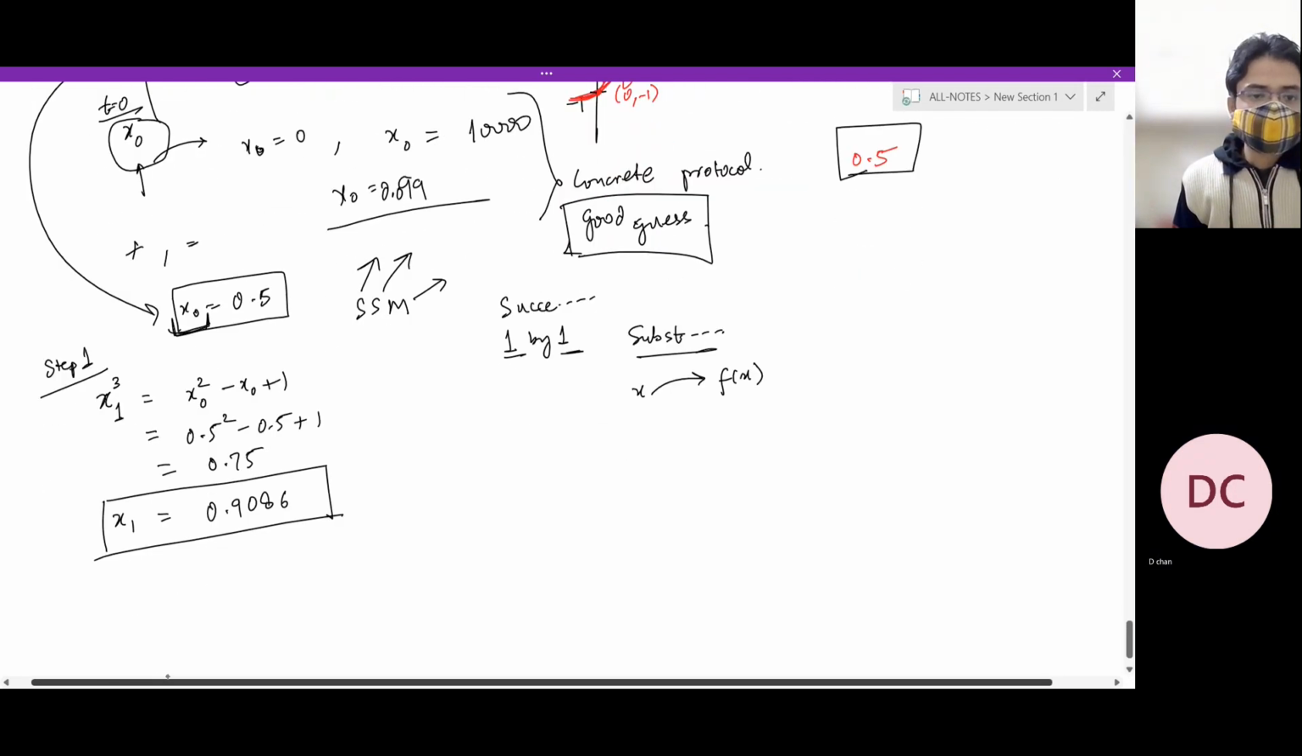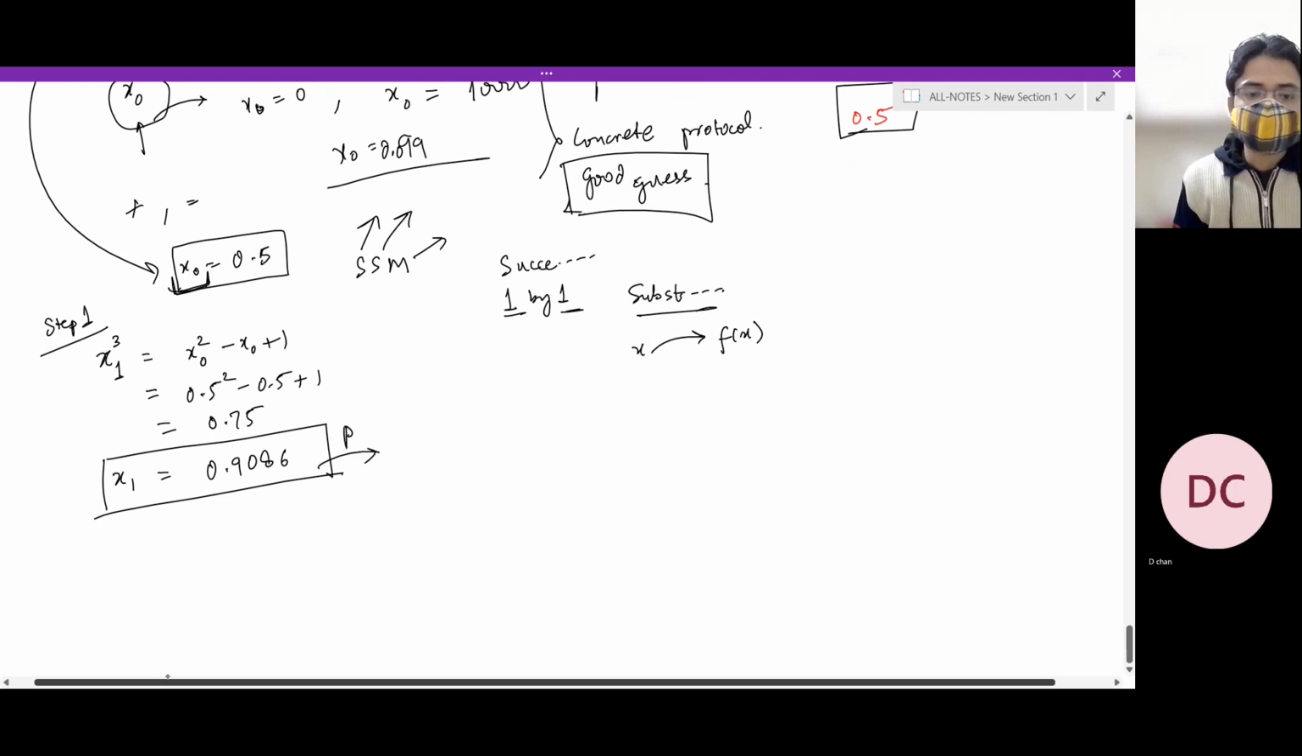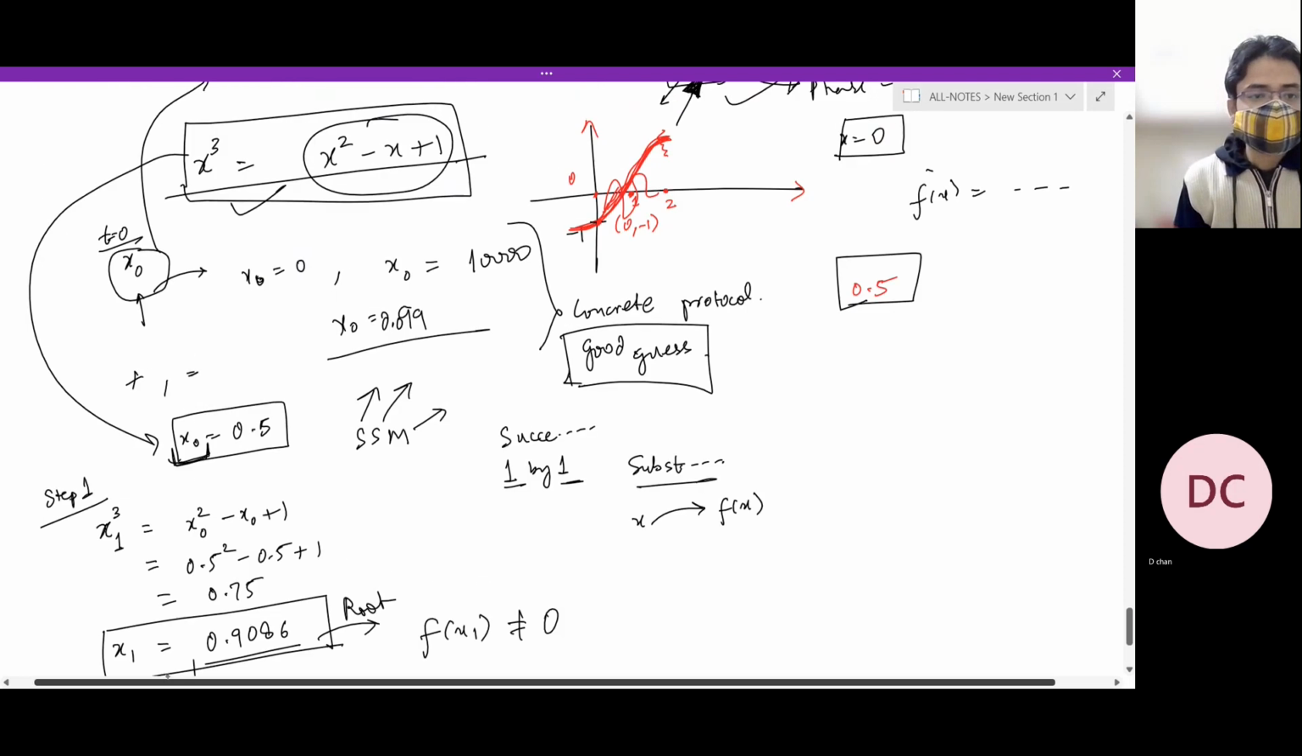So now, to check if this is actually a root of the original equation, you just substitute this as x1. But in this case, substituting 0.9086 will not give you 0. And that means you need to go further. Then comes step 2, and the substitution equation is actually this one.